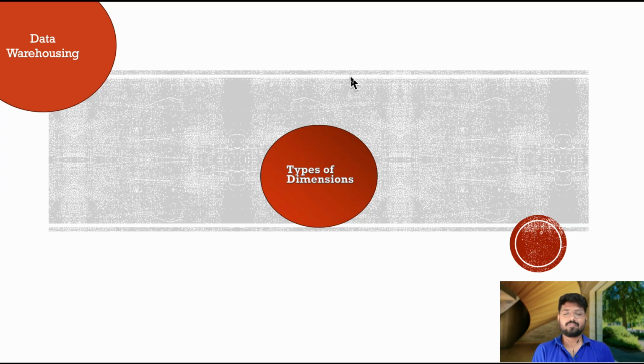Now, in this particular video, we are going to talk about different types of dimensions, and these different types are really useful when we design our star schema pattern, when we design our snowflake pattern, when we design our data model, when we need to improve our query performance. We need to have an idea of these different types of dimensions.